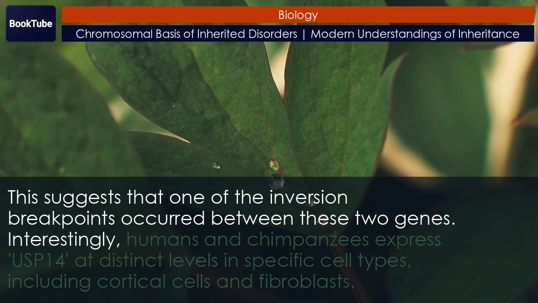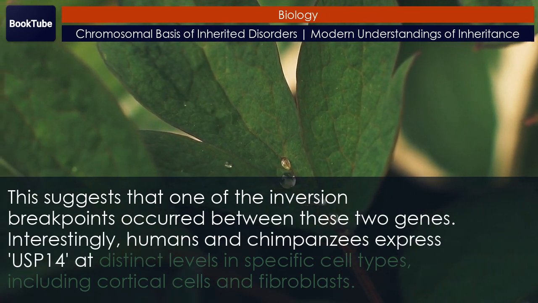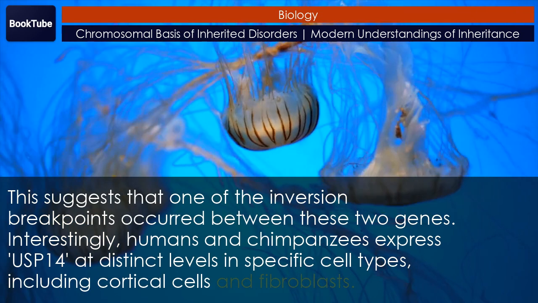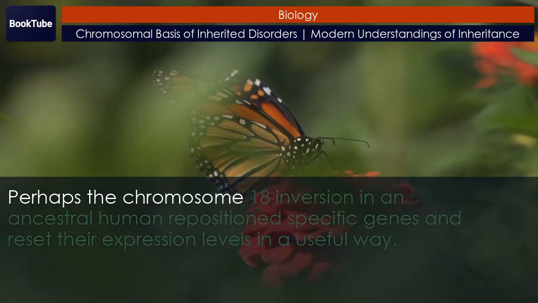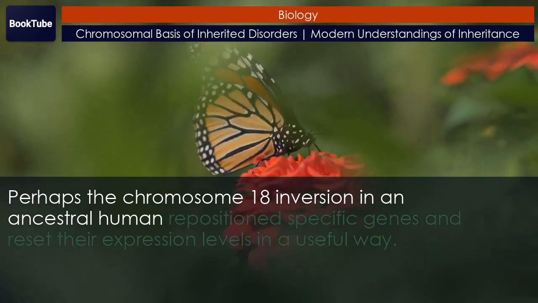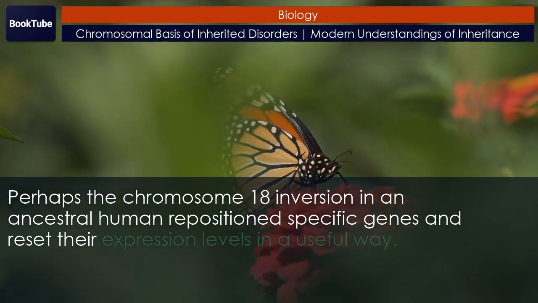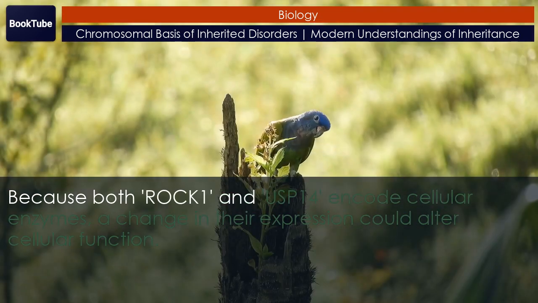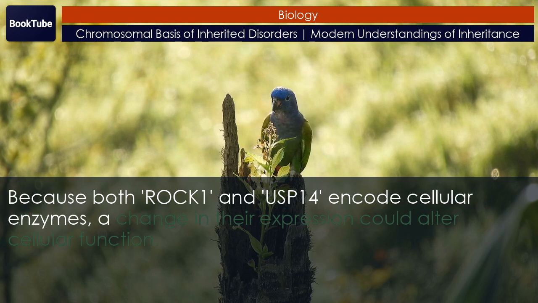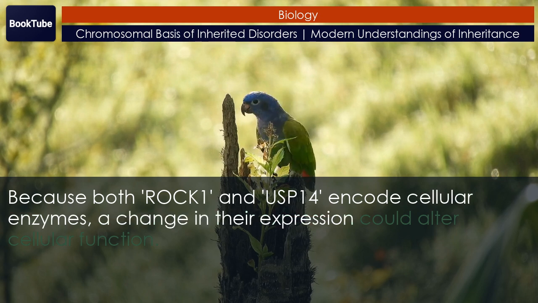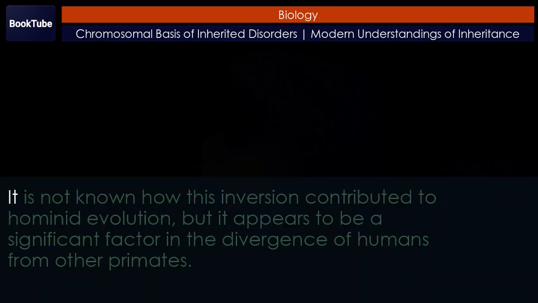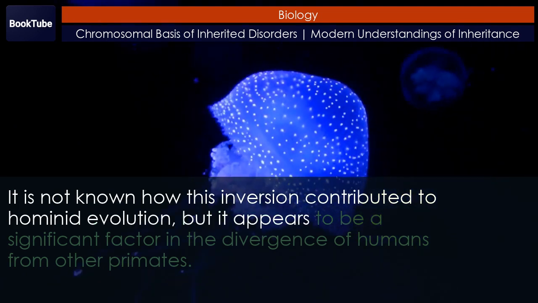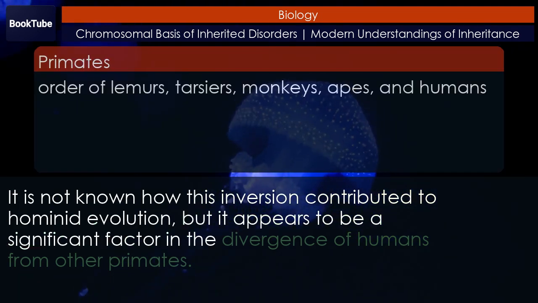Interestingly, humans and chimpanzees express USP14 at distinct levels in specific cell types, including cortical cells and fibroblasts. Perhaps the chromosome 18 inversion in an ancestral human repositioned specific genes and reset their expression levels in a useful way, because both ROCK1 and USP14 encode cellular enzymes. A change in their expression could alter cellular function. It is not known how this inversion contributed to hominid evolution, but it appears to be a significant factor in the divergence of humans from other primates.